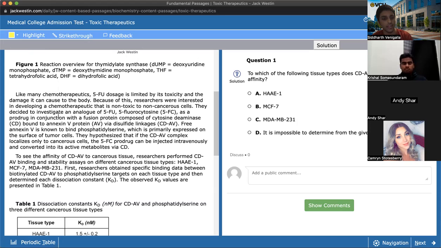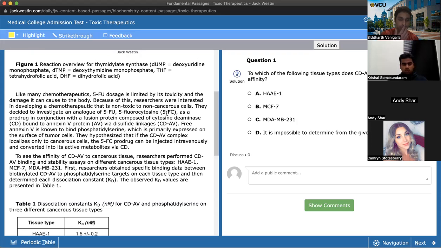So they created an analog of 5-FU, which is called 5-FC, right? We talked about 5-FC. And they made a prodrug. So they made it a prodrug by joining it with CD, cytosine deaminase, and AV. So CD-AV is bound to 5-FC. So that's our prodrug, right?